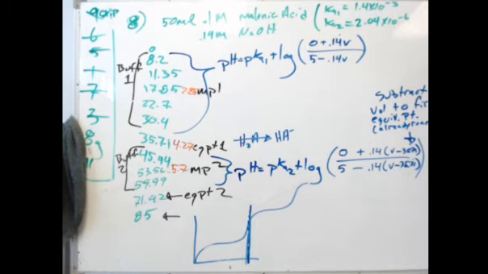Which was part G? Oh, it was the equivalence point. Second equivalence point? Yeah. Or the first one. Oh, first equivalence point.